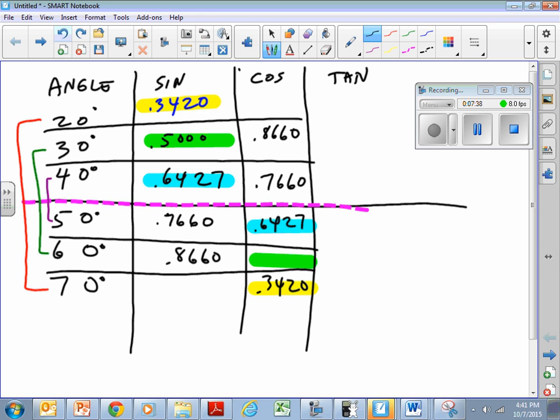What do I need now? Hey, I need this green guy. What green guy? The cosine of 60 degrees. Well, the cosine of 60 degrees is equal to the sine of its complement. That is the sine of 30 degrees. In other words, if you know colors, the green up here goes with the green down here.